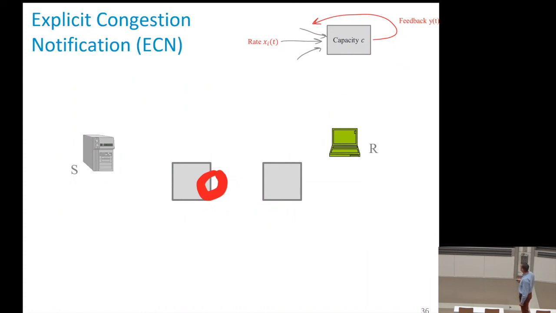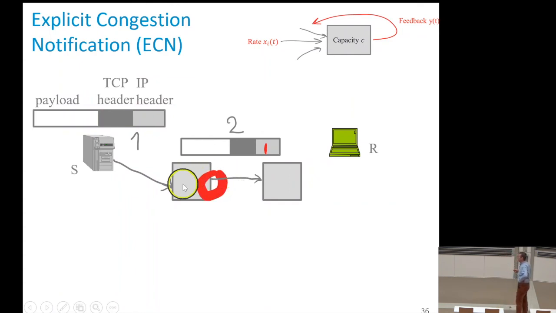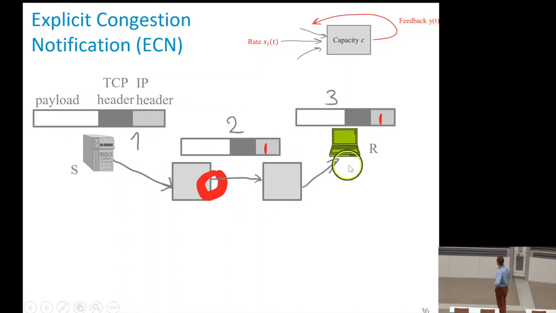So let's look at a small simulation of how this could work. I'm showing a source and a receiver and a router that is congested. The output link here marked in red is congested. With TCP-IP, it works in the following way. First, S sends a packet. I'm showing the IP header and the TCP header. When this router sees that its output link capacity is congested, it will mark this packet in the IP header. So it is one of the fields we have not discussed in the IP header. It will mark it here.